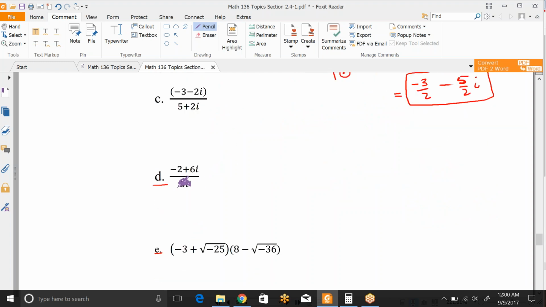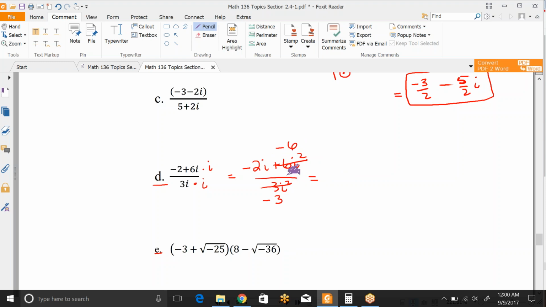D does not have a binomial on the bottom, it's just a 3i, so it's a monomial. If you just have one term in the bottom with an i, you just need to multiply top and bottom both by i, because that will create an i squared in the denominator. So if we multiply the top by i, that makes negative 2i plus 6i squared all over 3i squared. Now the i squareds don't cancel each other out, because remember this is a binomial and this is a monomial, but they do change the sign of their number. So that's now a negative 6 and that's a negative 3.